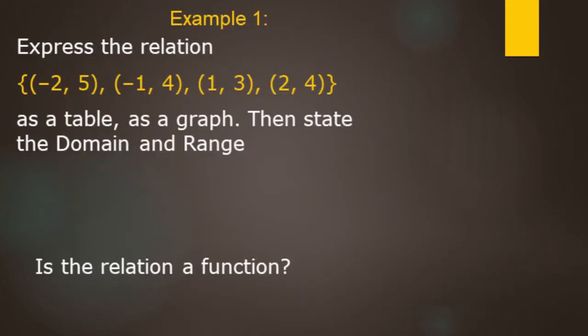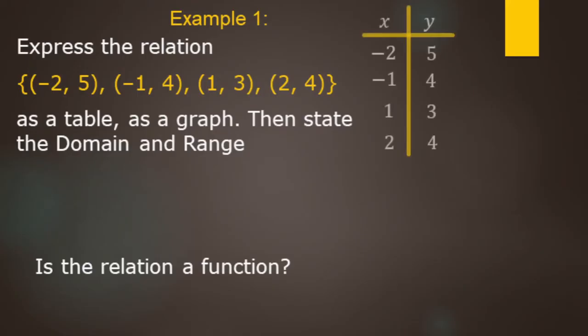So here we go. Go ahead and pause the video, try this one out, and come on back, see how you did. So for this situation here, we have a list of ordered pairs, and we're going to make a table and then a graph, and we'll also do a bonus mapping diagram. So there's our table. -2 goes to 5, -1 goes to 4, 1 goes to 3, 2 goes to 4. So there we go. That's the table part of the question.